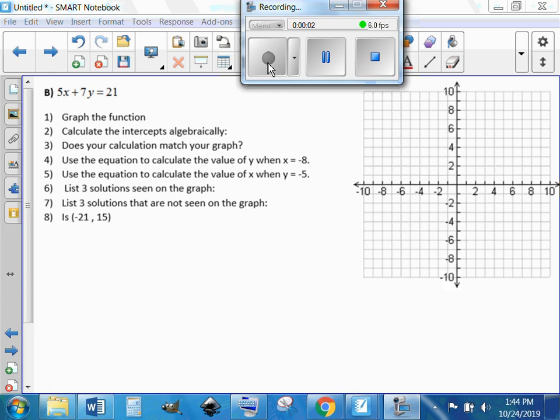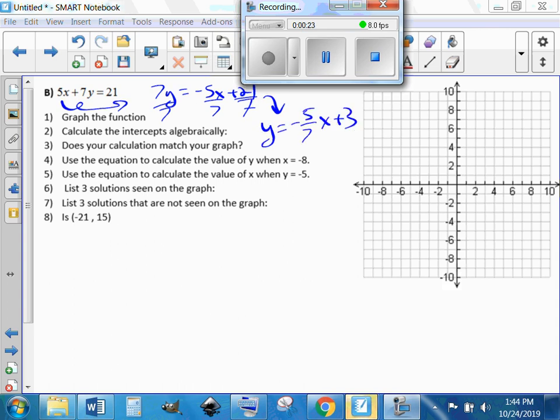In order to graph this equation, I'm first going to rewrite it in slope-intercept form. So I'm going to move the x term to the left side to get 7y equals negative 5x plus 21. And then we can divide each term by 7 to get the y by itself. And that's going to give us the equation y equals negative 5/7 x plus 3.